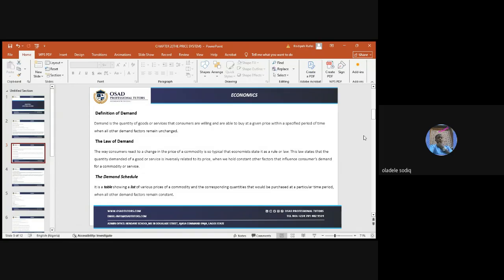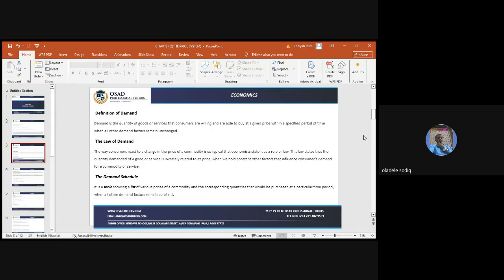Now we proceed to the demand schedule. What is a demand schedule? A demand schedule is a table showing a list of various prices of a commodity and the corresponding quantities that will be purchased at a particular period of time when other factors remain unchanged or remain constant.